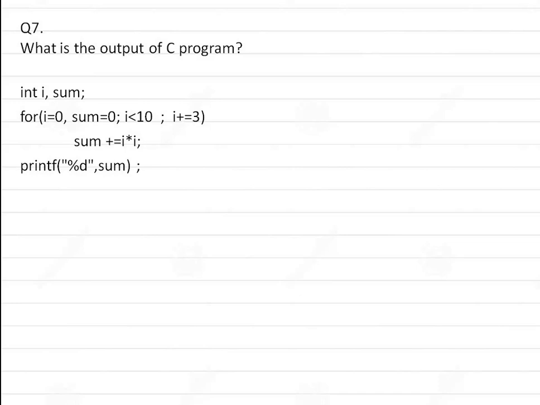Then what is the output of the C program? We have a for loop here, and within the for loop there are two assignment operations. One is i, that is the loop variable, and the second is sum. This sum variable is not a loop variable, it is just used to perform some calculations. So do not get confused if there are multiple variables within the loop statement. Okay, no need to be confused by this.